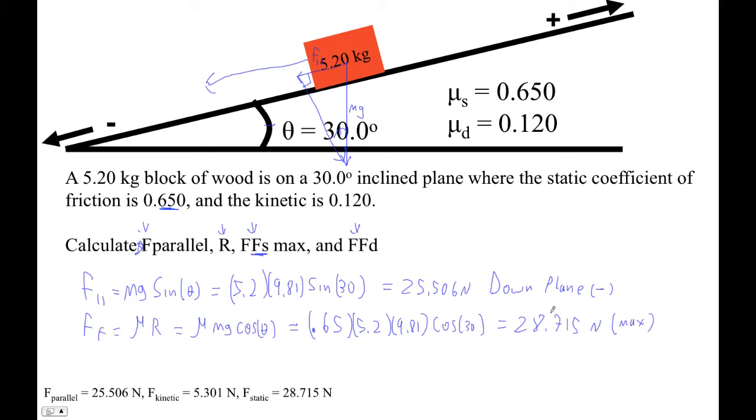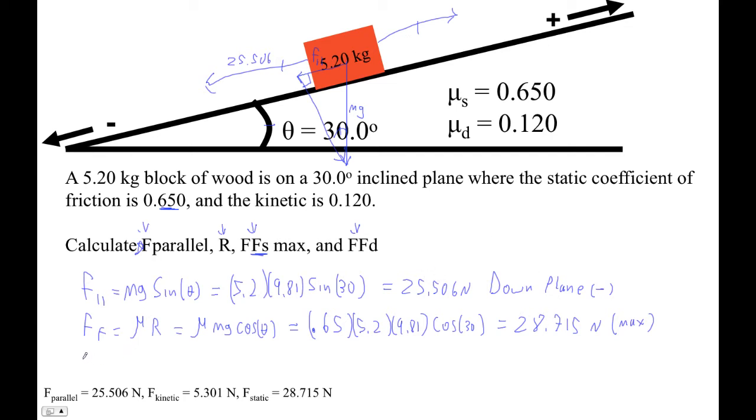In general, it's whatever it needs to be to keep it from moving, okay? So if it's resting on the plane and 25.506 newtons is down the plane, that static force would just keep it from moving. It wouldn't be any more or any less than 25.506. It would be exactly equal to it, right? So it's anything from 0 to that that would keep it from moving. If it's sitting still on the plane, it would actually be that.